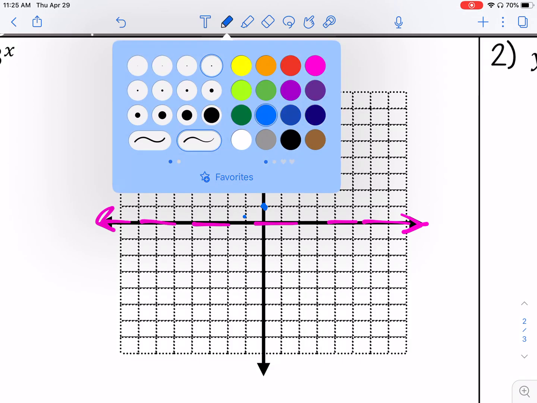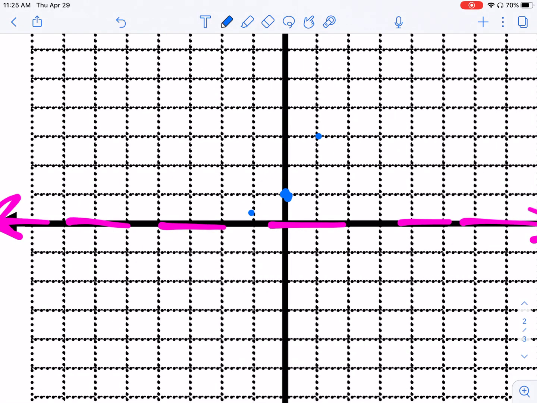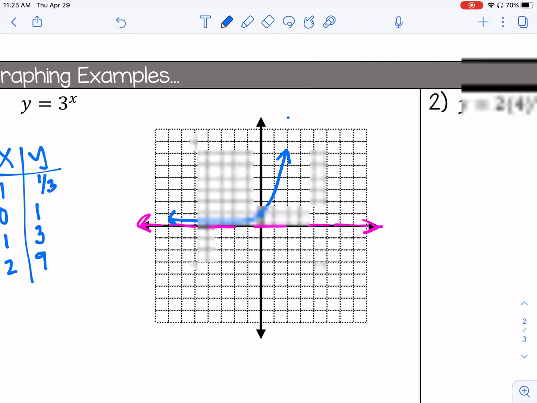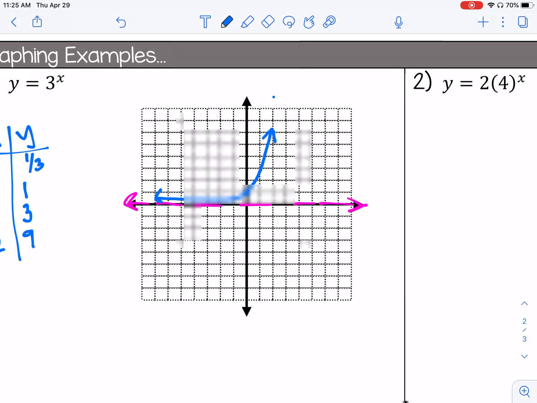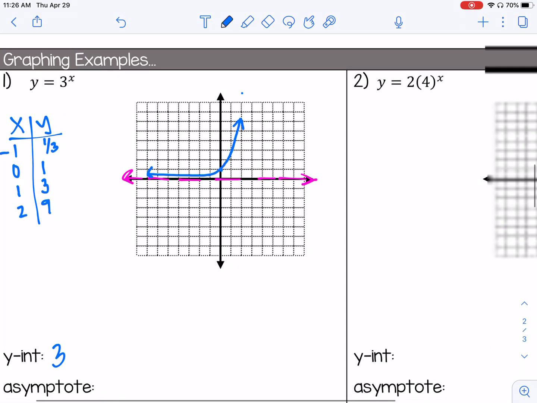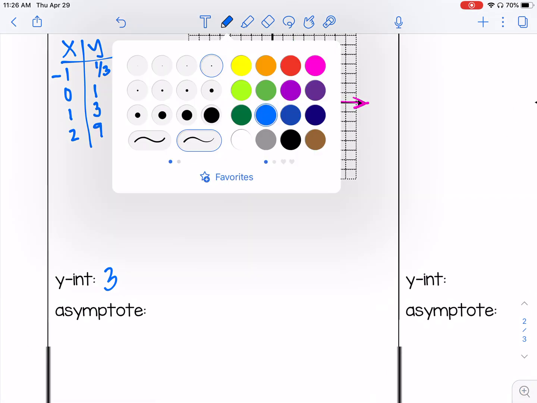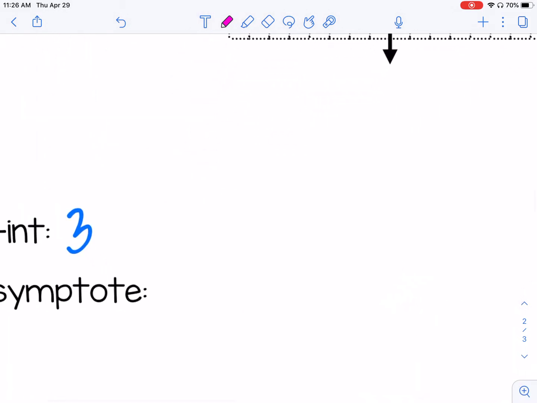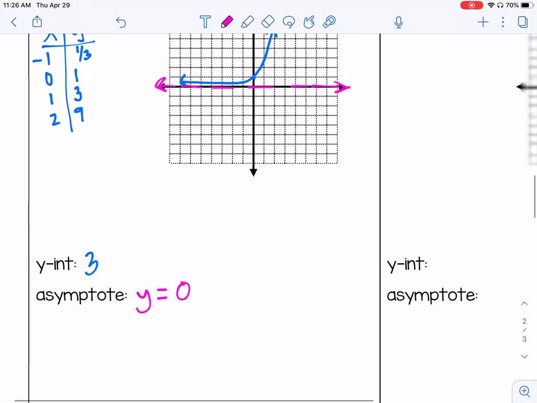Never crosses. Okay, so we're going to try and draw it. It'll get really close to it, but it doesn't cross it. Okay, so that's what our graph looks like. It grows really fast. You can see how quickly it rises. Okay, and then if you want to check out Desmos, you absolutely can. We'll put our asymptote equation on there. When we have horizontal lines, that means y equals that number, which is at 0.